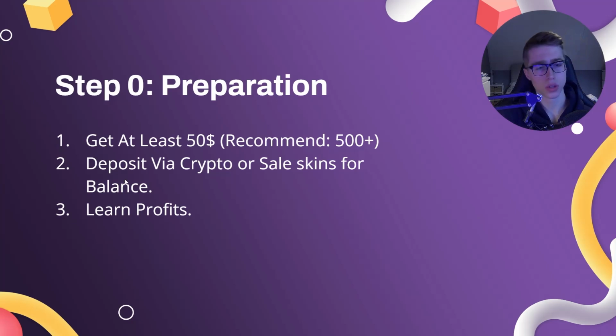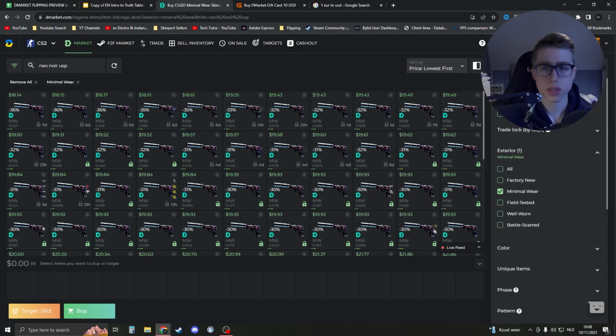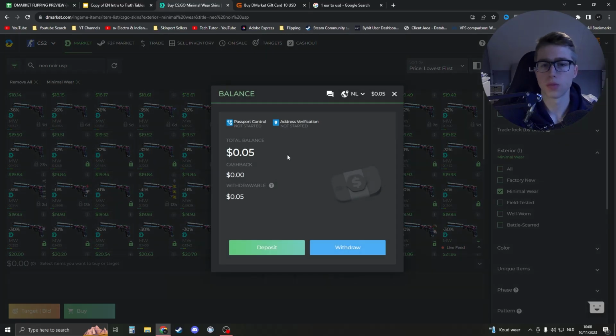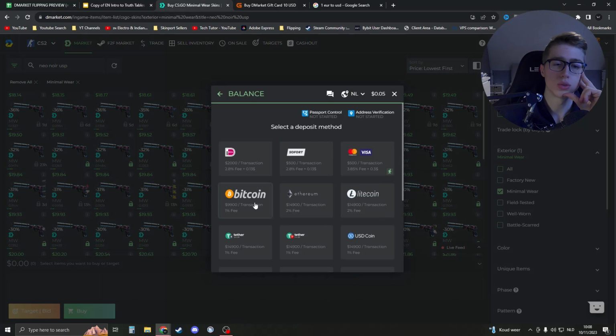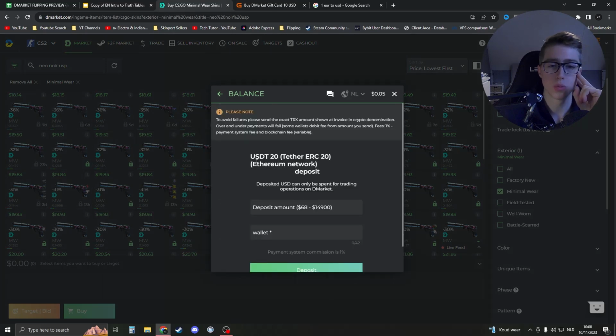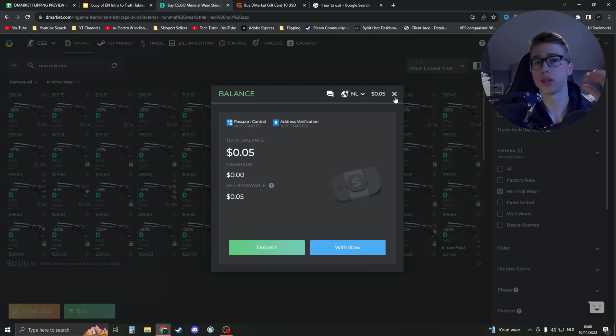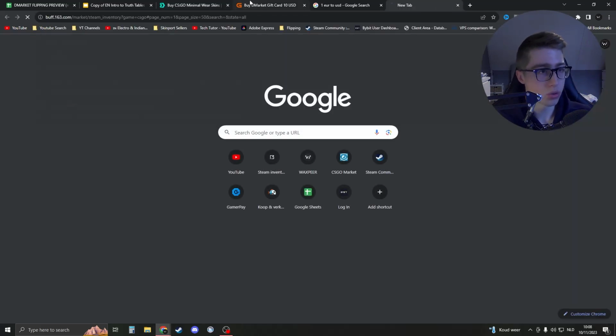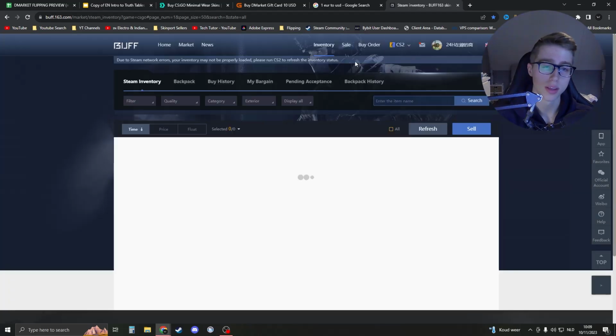Okay, so what you're gonna do is either deposit via crypto or sell skins for balance. How will this look like? Well, you have the first choice, which is to deposit with crypto. You pay a 2.1% fee. And the second choice, which I think is the best one, which I recommend doing, is to go to buff163, buy a skin there, and then sell it on Dmarket.